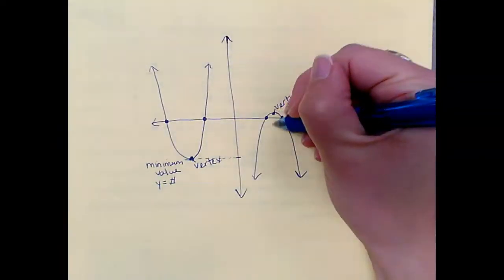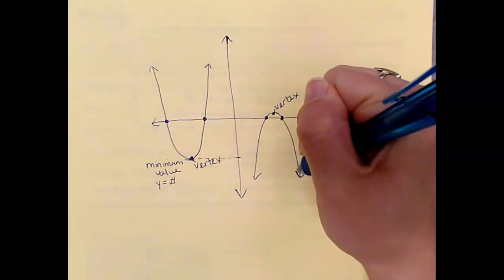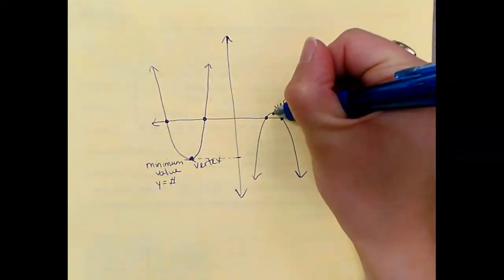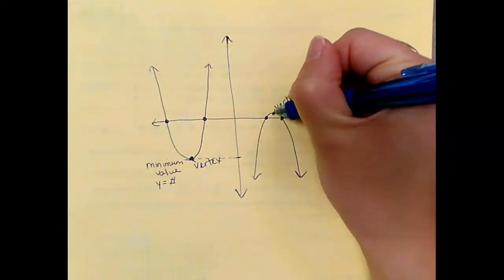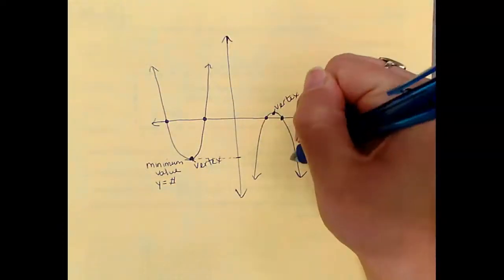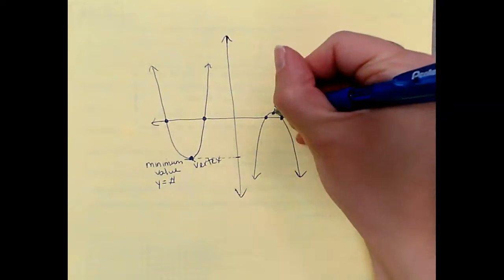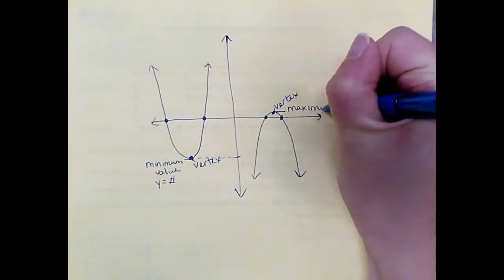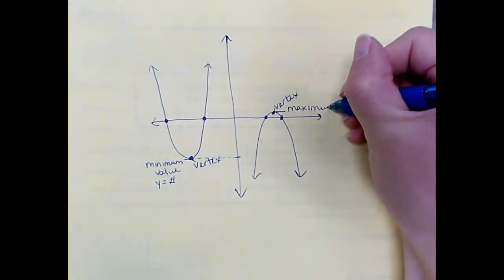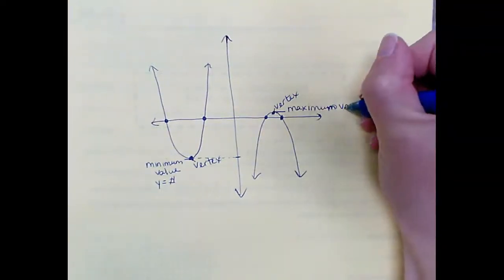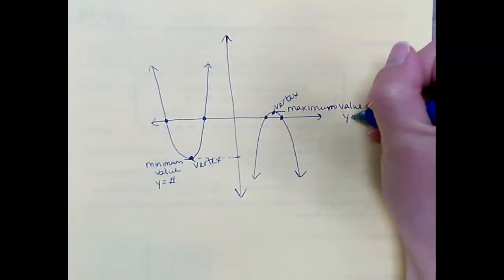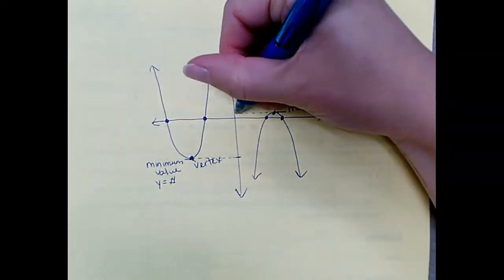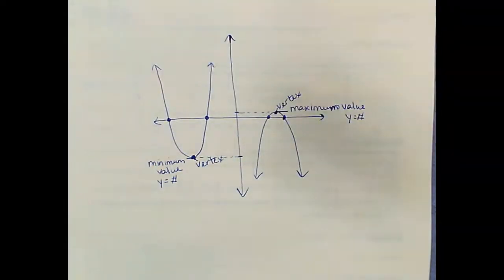Now on this one, if your parabola opens down, then your vertex would indicate that you have a maximum value on your graph because this point is higher than all of these other points. So this point right here shows you where the maximum value is. And you write it as, again, y equals a number. So your vertex is showing you where the highest y value is.